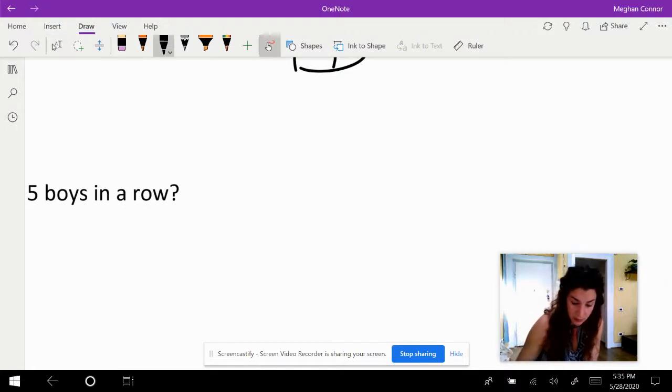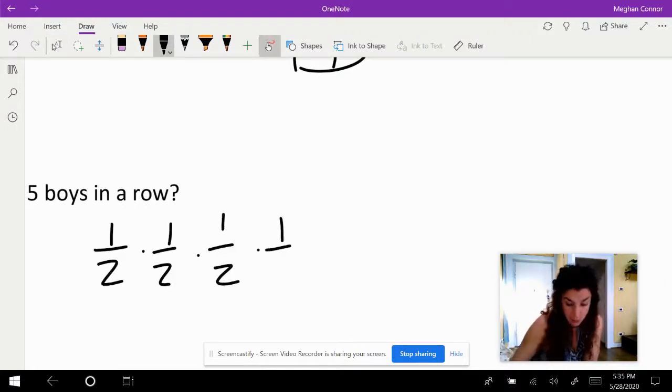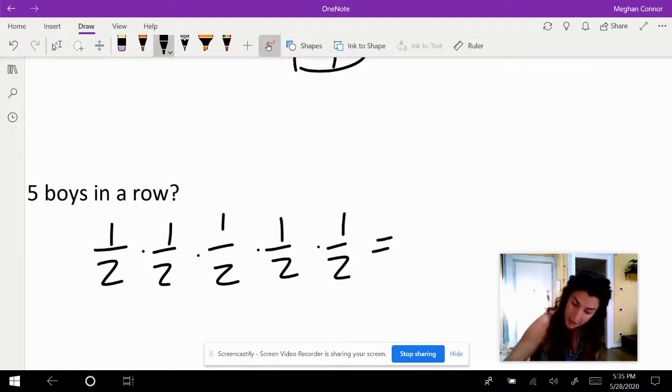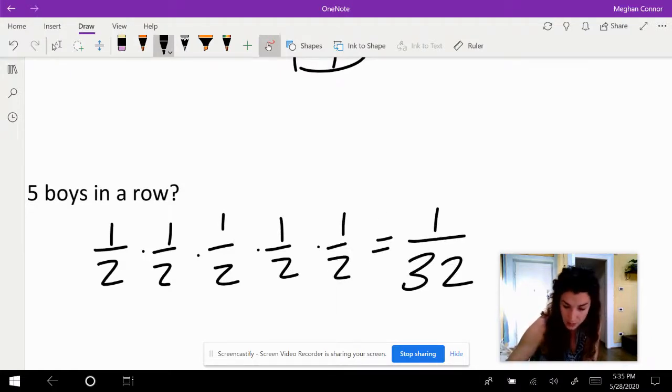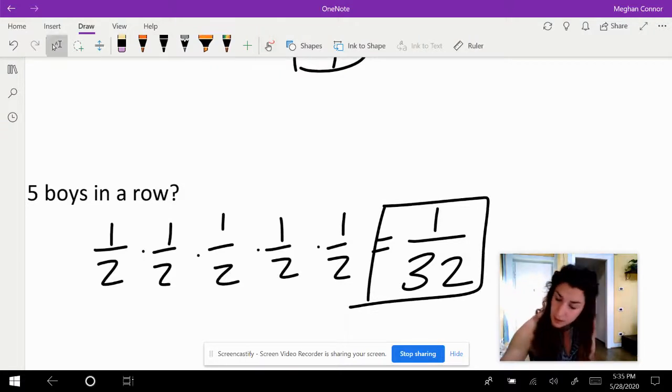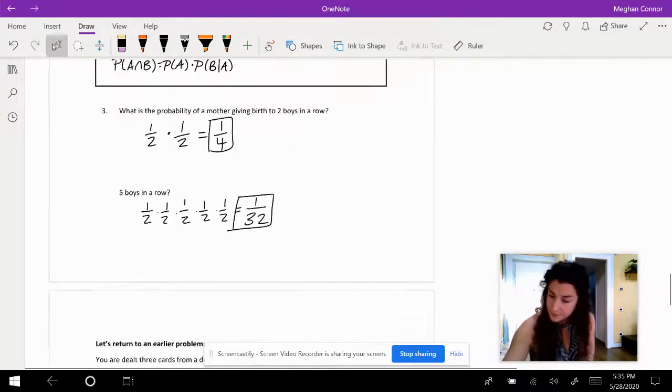5 boys in a row? Well, you just do 1/2 times 1/2 times 1/2 times 1/2 times 1/2, and that's equal to 1/32. And there you have it.